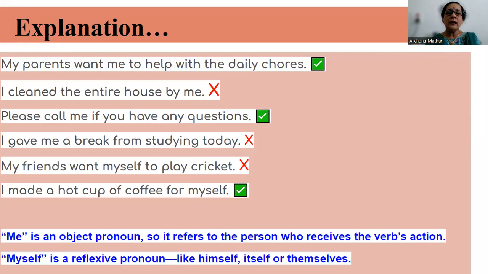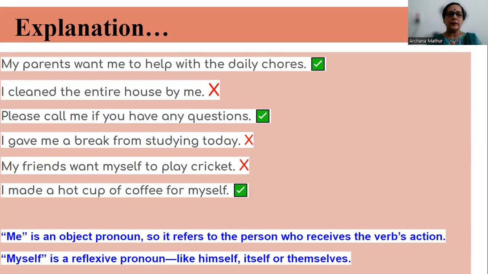I clean the entire house by me is wrong because here it has to be myself. I clean the entire house by myself, or just myself. There's no need to use the word by. Please call me if you have any questions. Please call me. Somebody will call me. So that somebody is the subject and he or she is calling me. I am the object. So please call me if you have any questions.